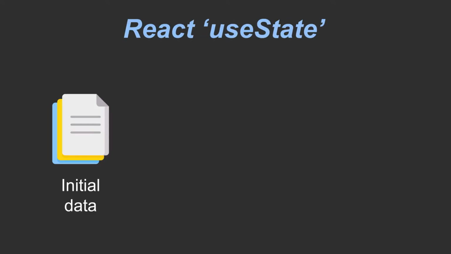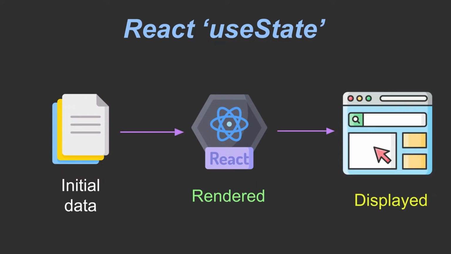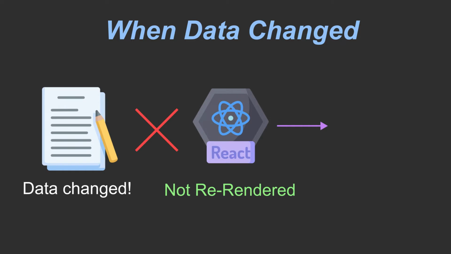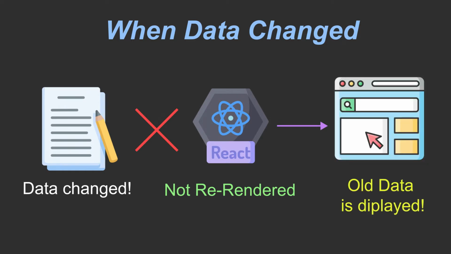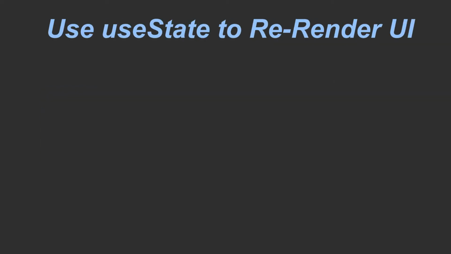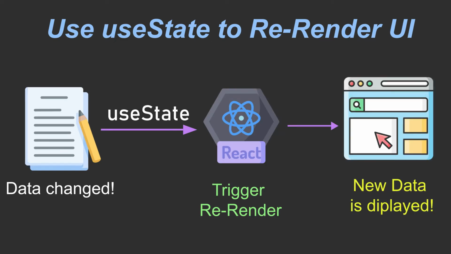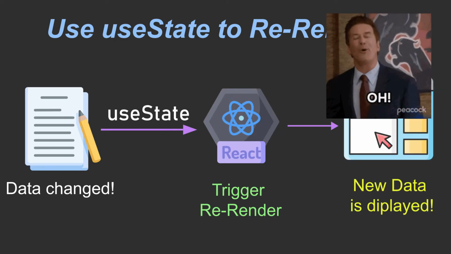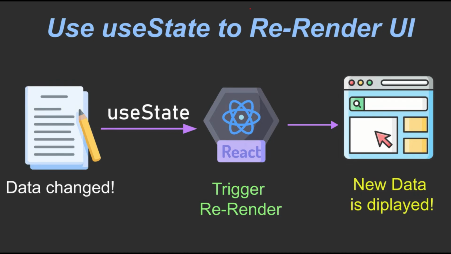When first rendered, React displays the initial data. When you change any data in React, then it changes the data but does not display it, because it needs to re-render the UI. Here comes the useState hook. When we use this, we can tell React to re-render when a value is changed. Let's implement it.